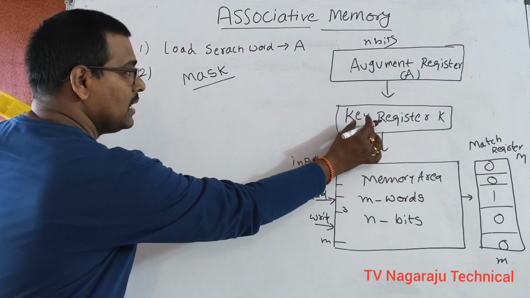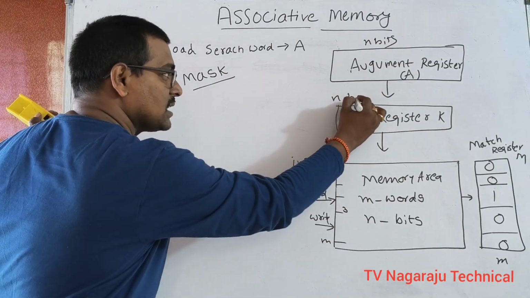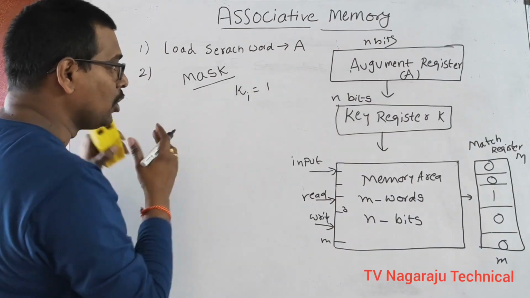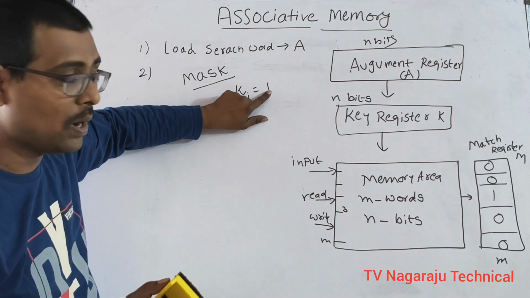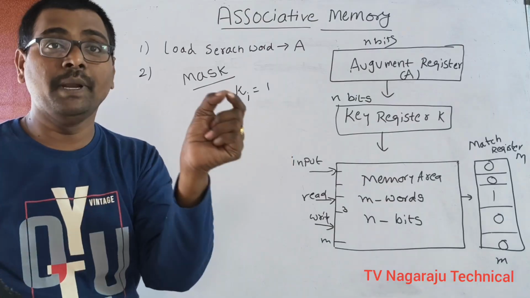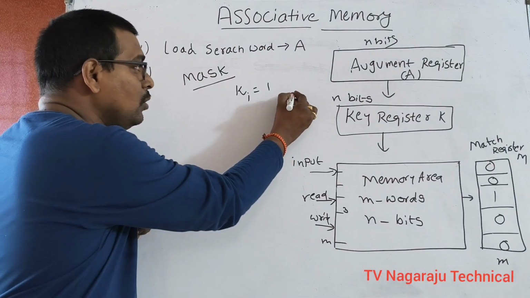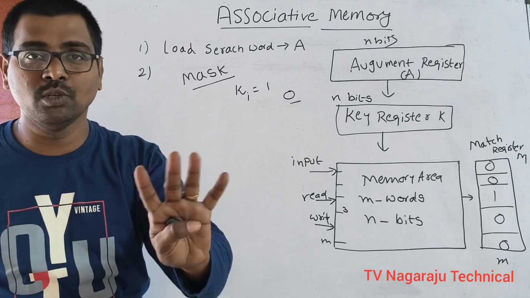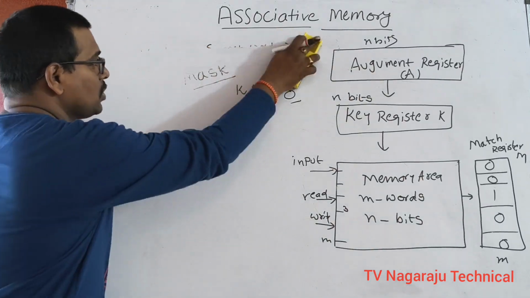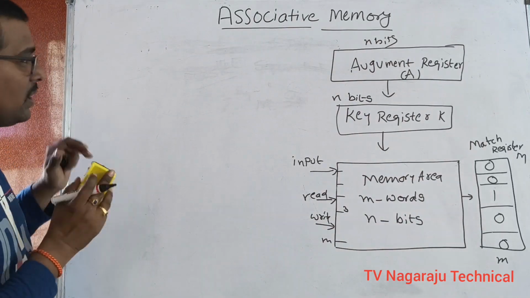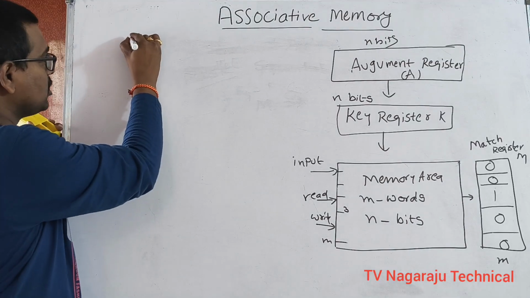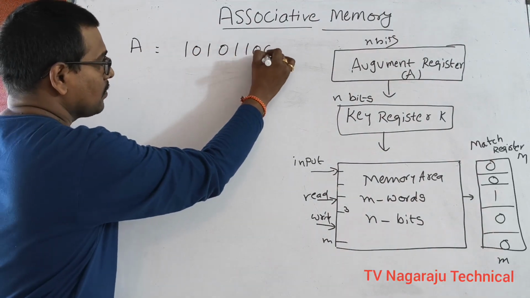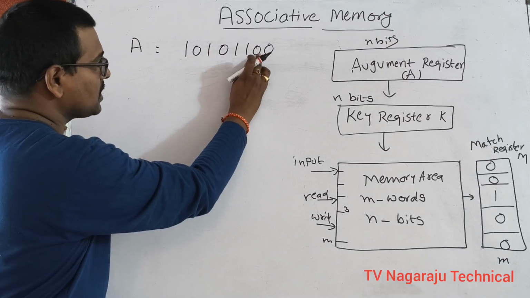For example, in the key register, the size is also n bits. If a particular value in the key register is equal to 1, that corresponding bit is searched. If the value is equal to 0, even though there is a mismatch, there is no need to check. Anyway, it may seem difficult at first. First, we will move to one example, then we will get the complete idea. Assume my argument register contains a word like this: 3, 4, 5, 6, 7, 8.